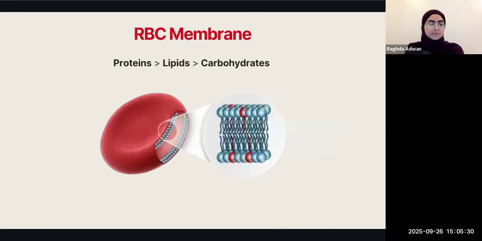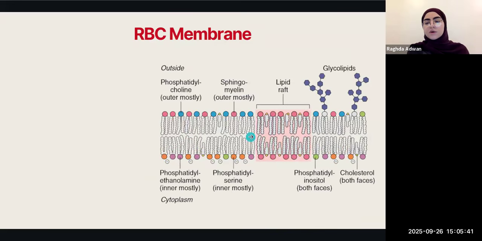Now, the membrane consists of proteins, lipids, and carbohydrates, and we'll be going into each one of these components one by one because they are of importance. Let's start with just an overview of the RBC membrane. So, as you guys know, as any cell membrane is, there is a phospholipid bilayer. So you've got phospholipids here, you've got phospholipids inner layer and an outer layer.